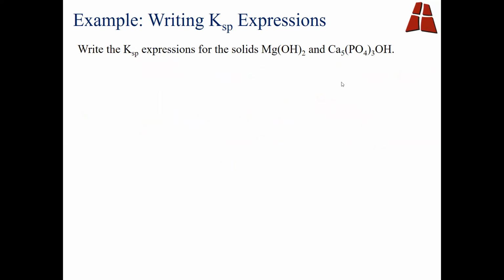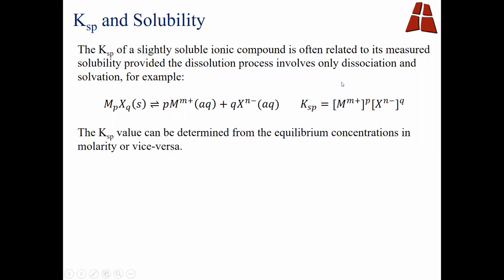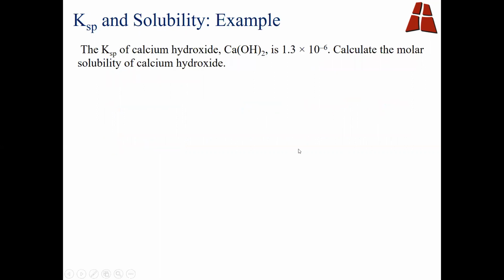And so we can talk about our solubility product of a slightly soluble ionic compound in terms of its solubility as well. If we have this sparingly soluble salt, we can of course measure the concentrations of the dissolved ions and relate that back to solubility. The Ksp value can ultimately be determined from the equilibrium concentrations in molarity, or vice versa: if we know Ksp, we can determine what the solubility would be at equilibrium. Okay? So let's try an example of that.